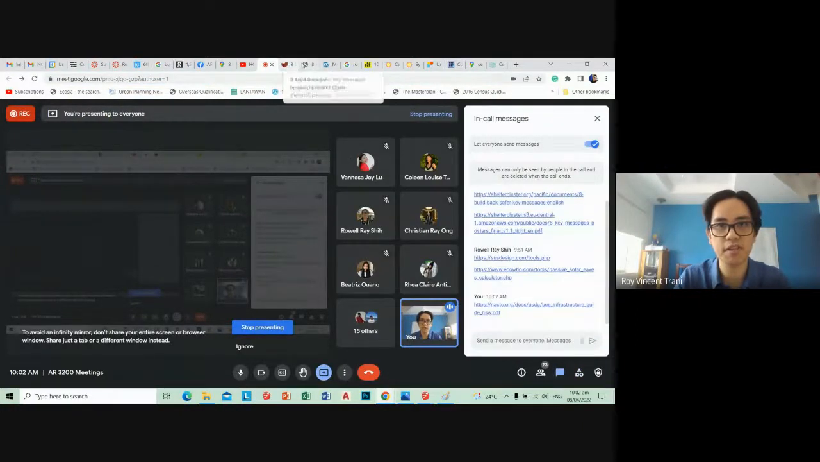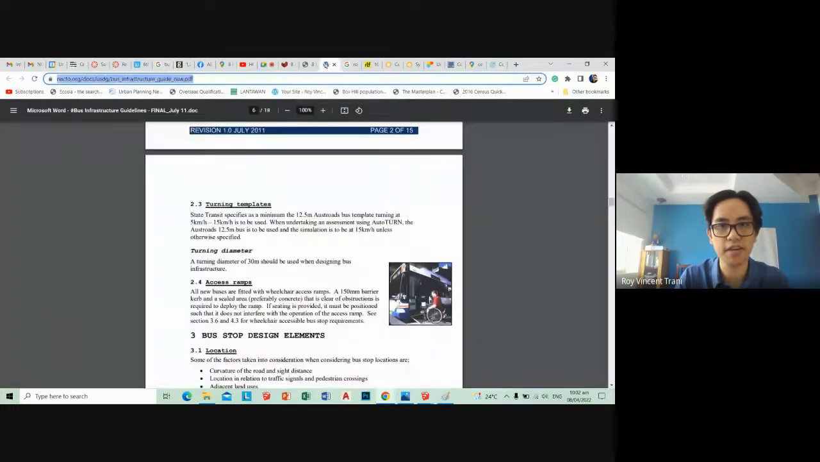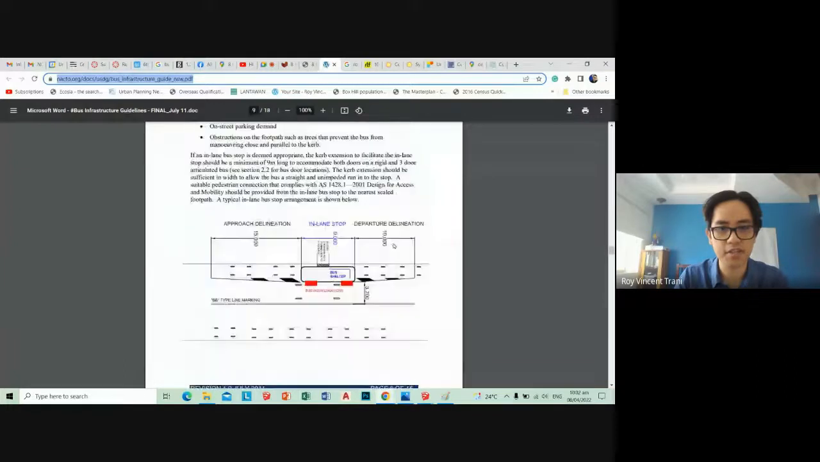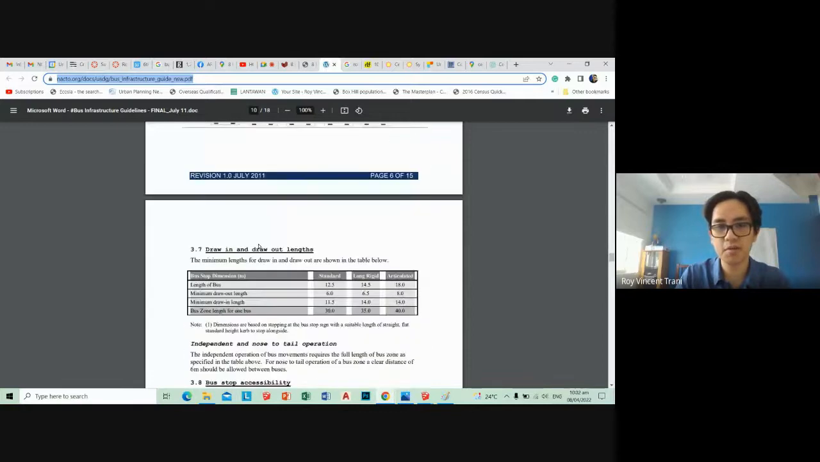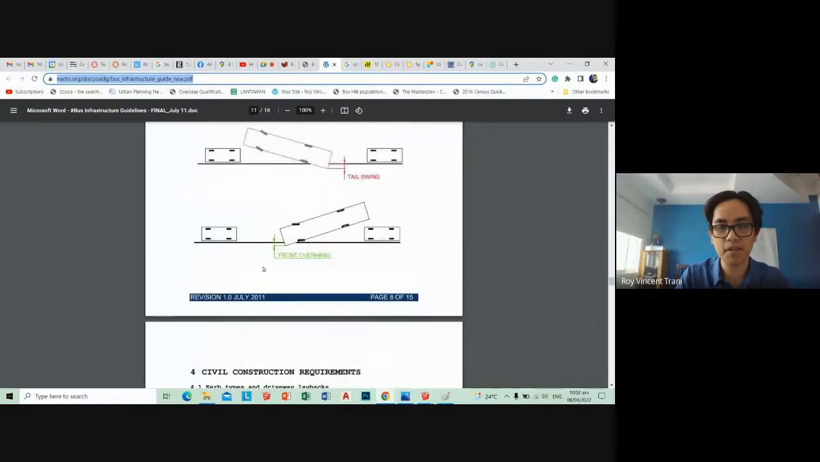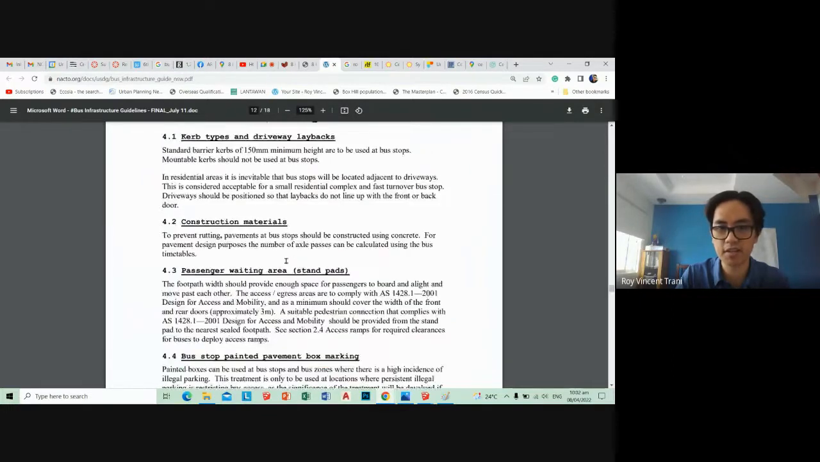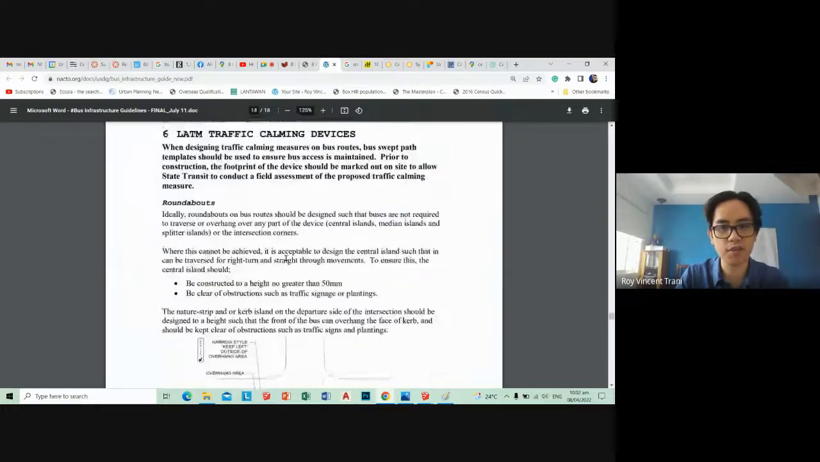I'll share it with you guys. I found it earlier today. Let me see here. Where was that image? Down here. This is more for public bus stops, but it will show you some things that weren't discussed, like the tail swing of the bus, the front overhang, and how the bus sort of parallel parks. There was a rotunda image here.